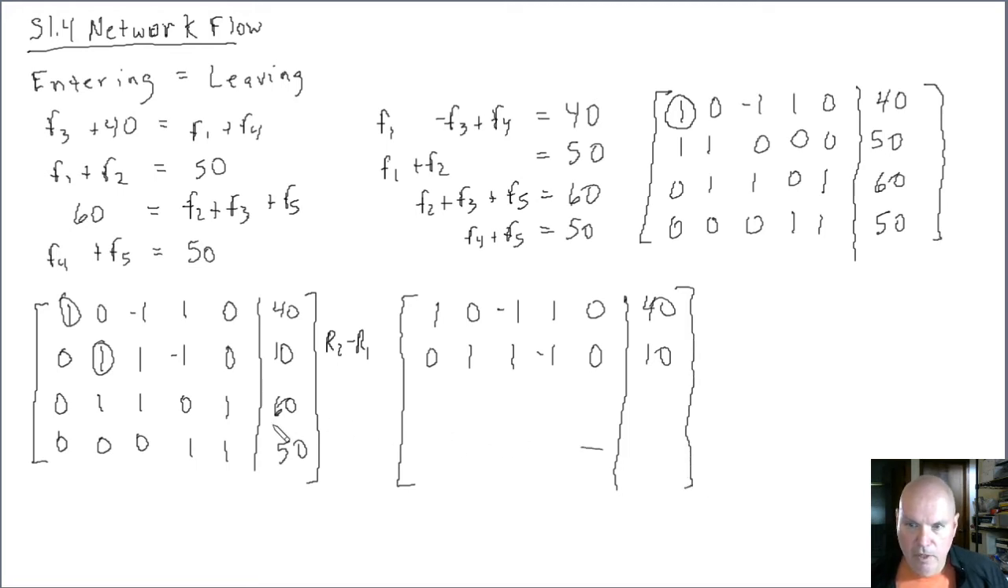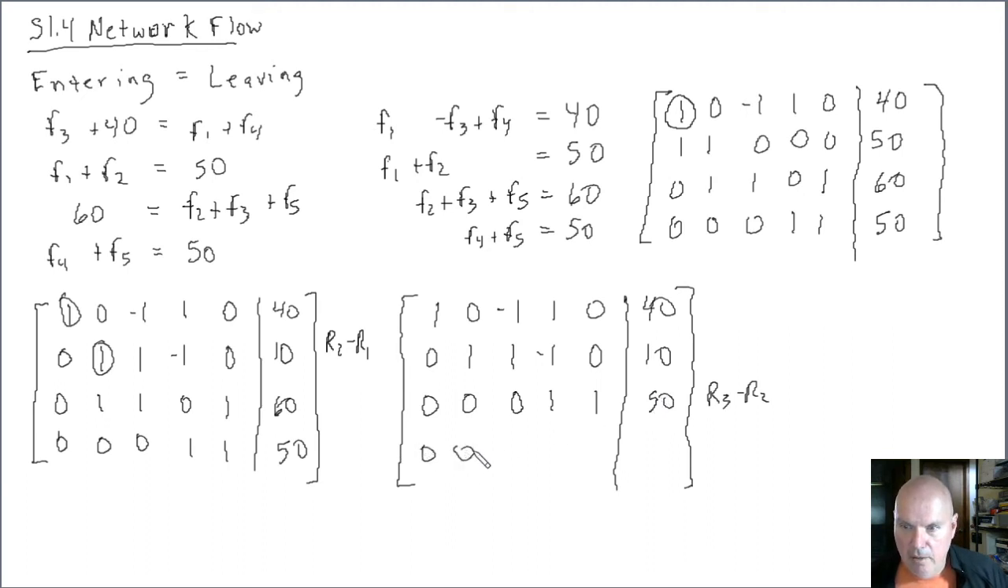So what I want to do here is actually subtract row 2 from row 3 to get a 0 here in this spot. It also gives me a 0 here. 0 minus a negative 1 is 1. 1 minus 0 is 1. And 60 minus 10 is 50.